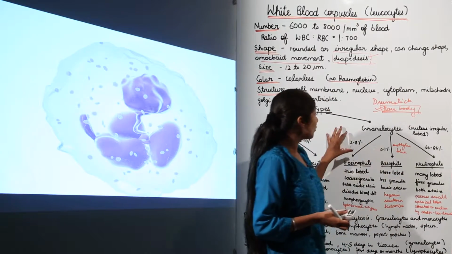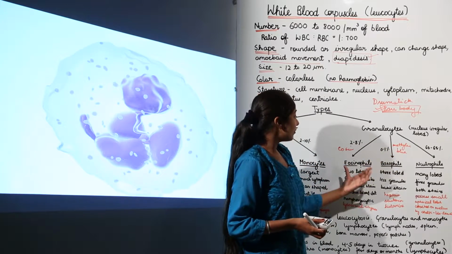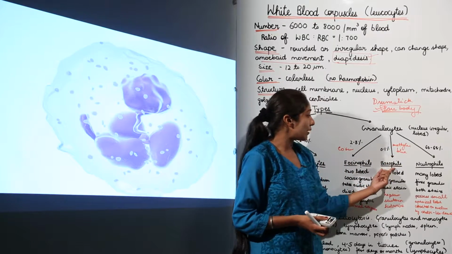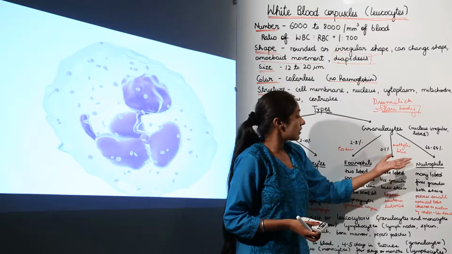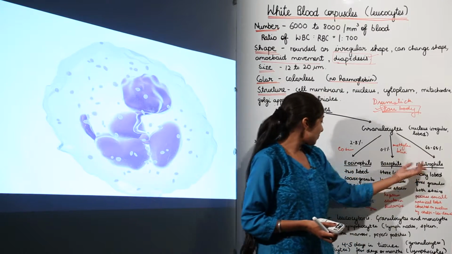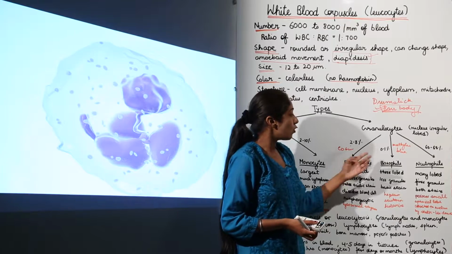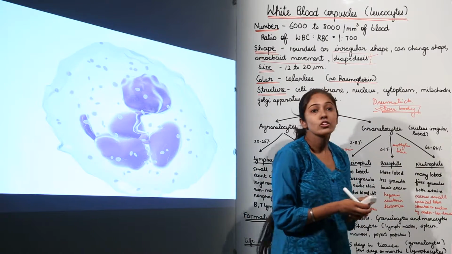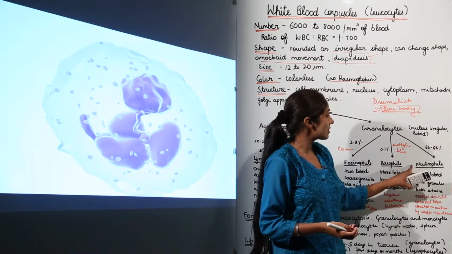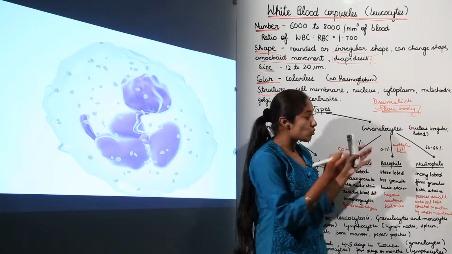Now if we talk about the number, then we have the least number of basophils, we have the highest number of neutrophils, and then we have eosinophils. So the largest ratio is of neutrophils when we talk about leukocytes as a whole, right?